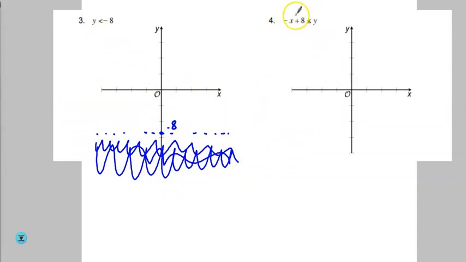All right, -x plus 8 is less than or equal to y.